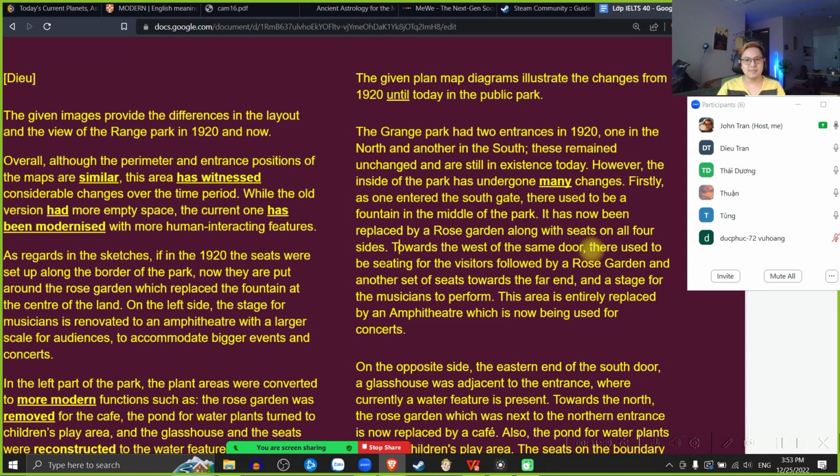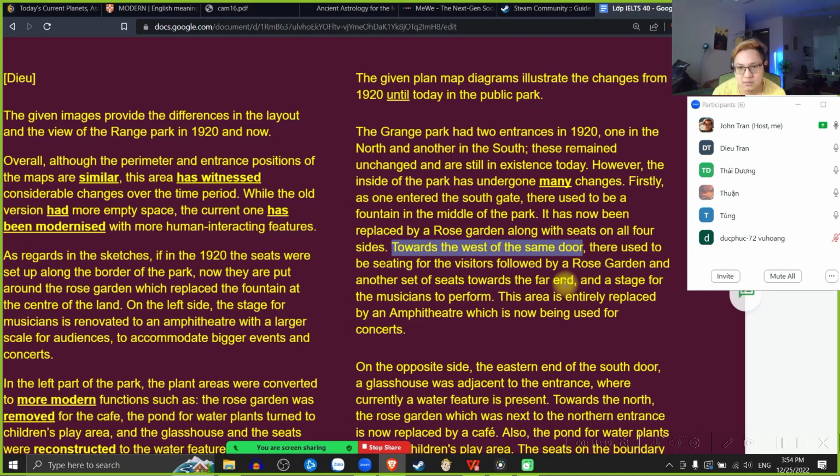What? Toward the west of the same door. The word same is very bad in writing. You know, you should say similar. Toward the west of the same door. What do you mean? Toward the west of the exact same door, I don't understand. What do you mean by this? Every time I ask those things, you get a minus, because those things are confusing, you know.